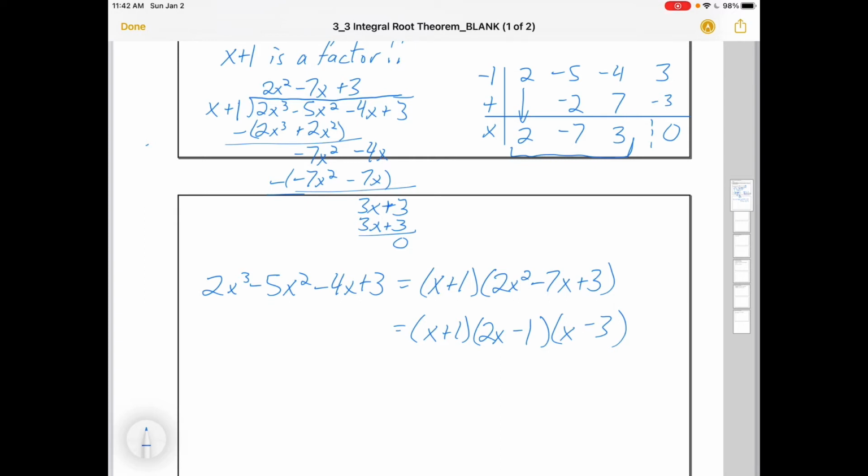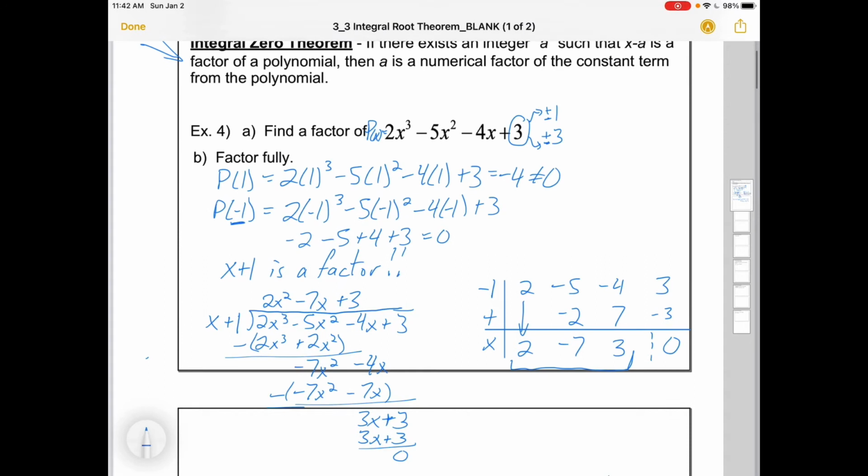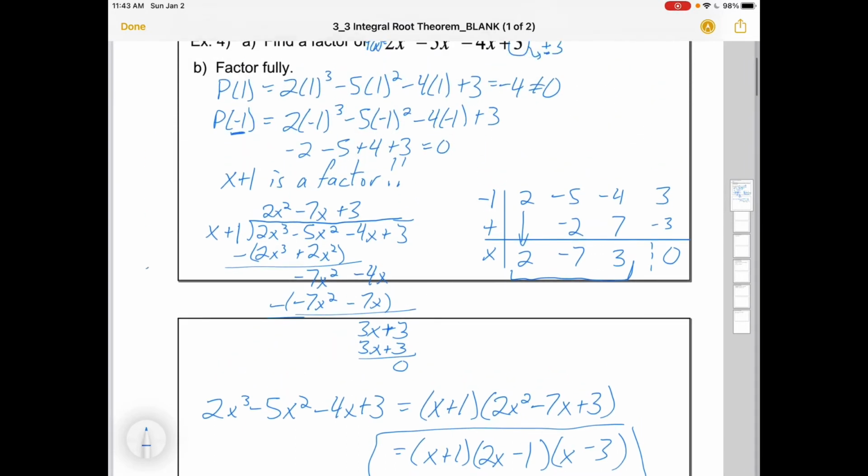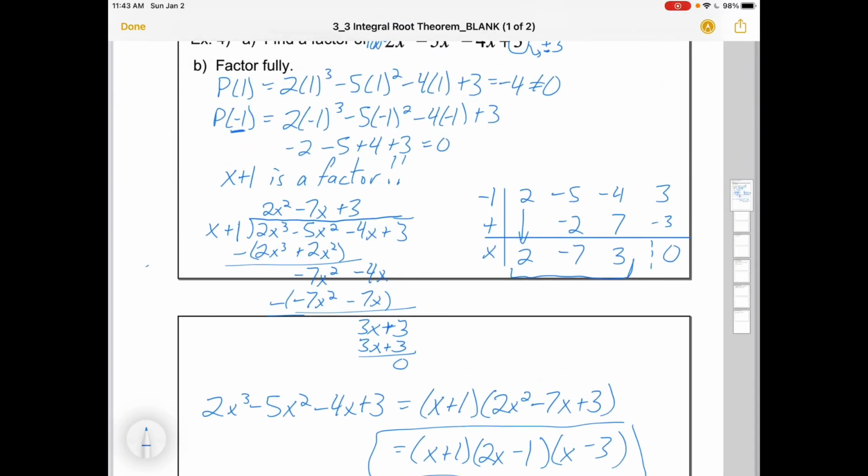And you could double check it by multiplying it all out, but that does seem a little bit painful. So what did it ask us to do? Factor fully? Bam. We did it. How did we do it? We tested for some factors. Then once we found one, we divided.